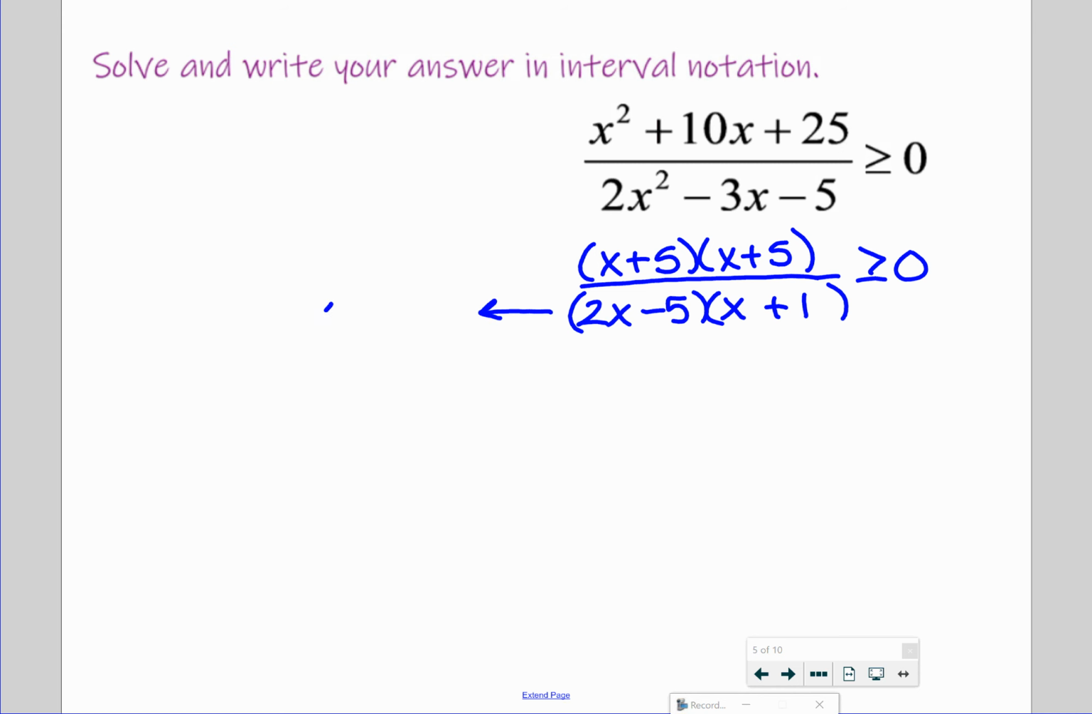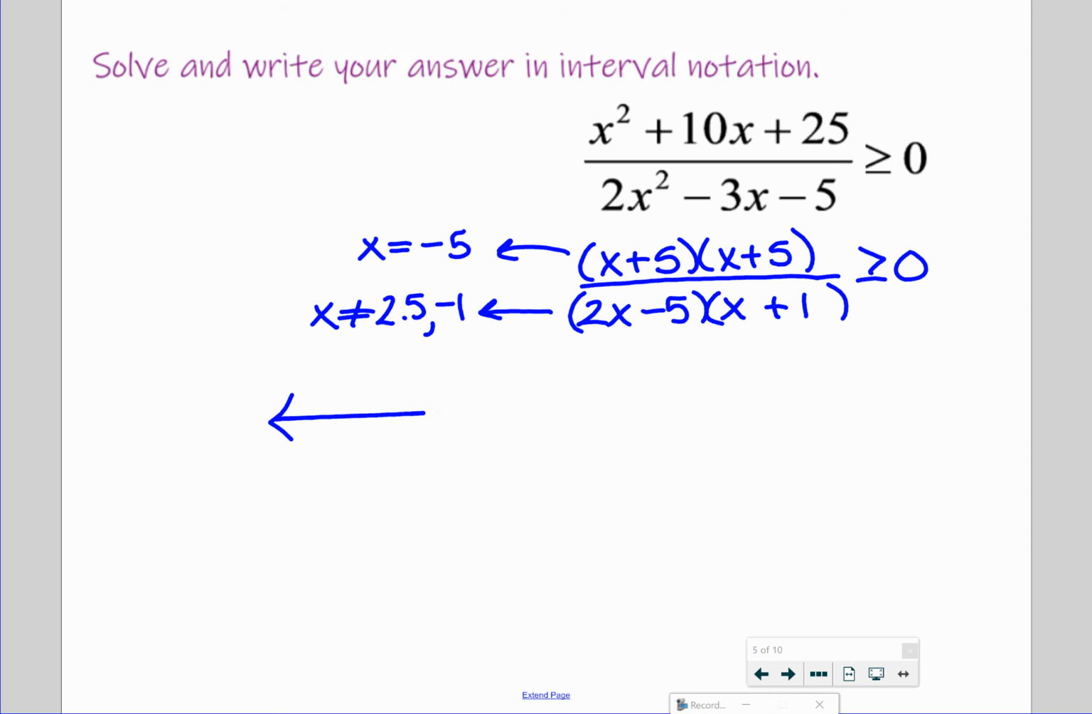The breaking points for the denominator, if I set the first factor equal to 0, are 5 halves or 2.5, we'll say, and negative 1 from the second factor. Now remember, those ones we're going to say not equal to because those are domain restrictions. They come from the denominator. In my numerator, I actually only have one breaking point because this value repeats at negative 5.